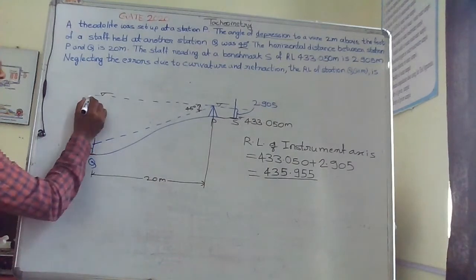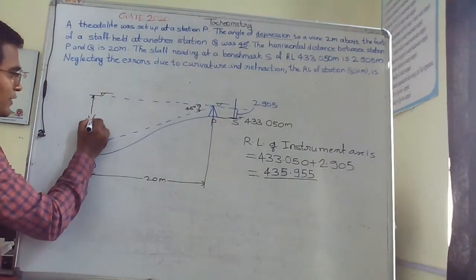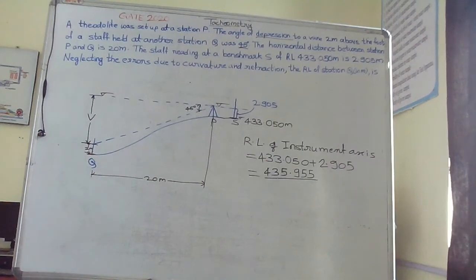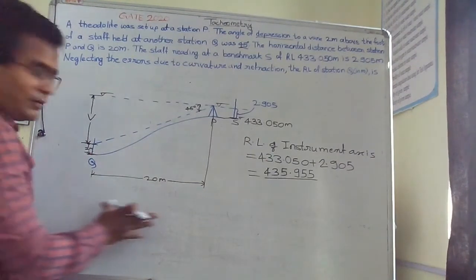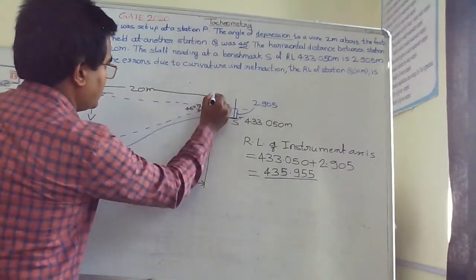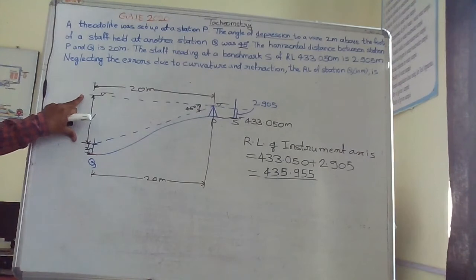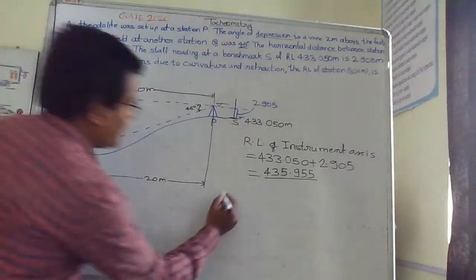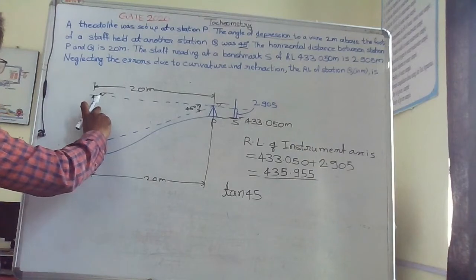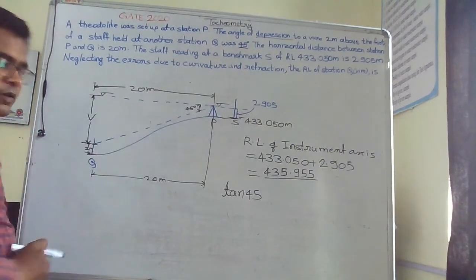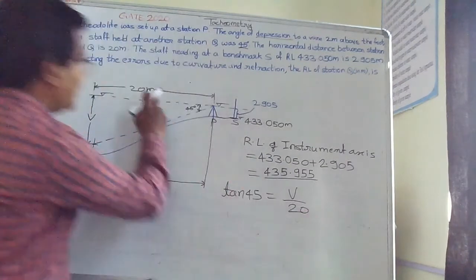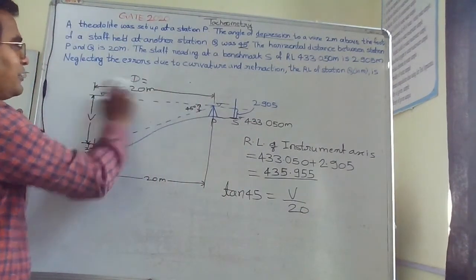Now once we get the RL of this instrument axis, we have to determine the RL of point Q. For that we need the distance V, that is the distance from the instrument axis to the middle cross hair. Here the horizontal distance is given, this distance is known to us, 20 meter, and we have to determine this distance V. So we can use trigonometry here: tan 45 is equal to the opposite side divided by the adjacent side, that is V by 20, where the adjacent side is the horizontal distance D, given as 20 meter.